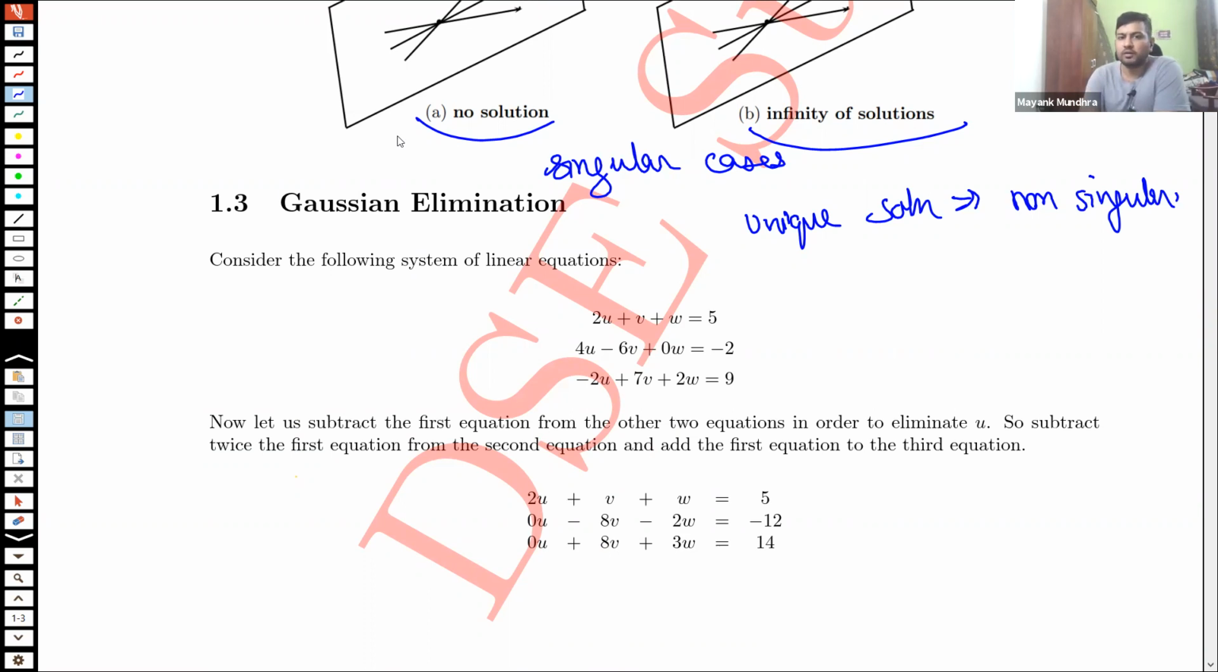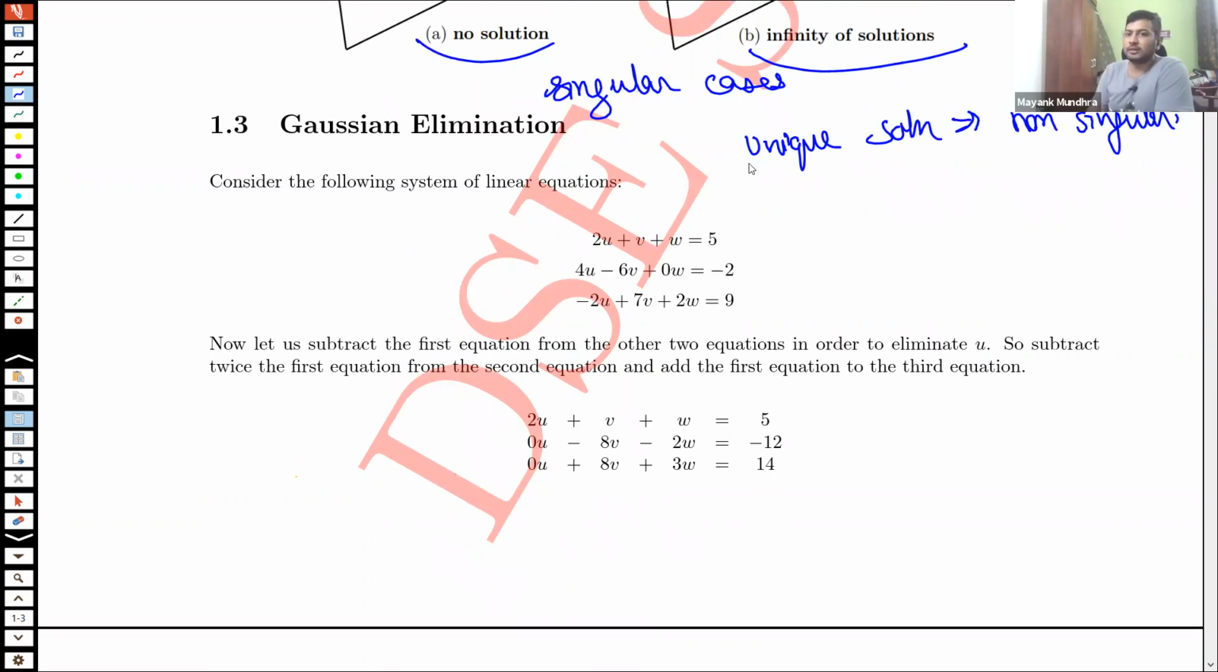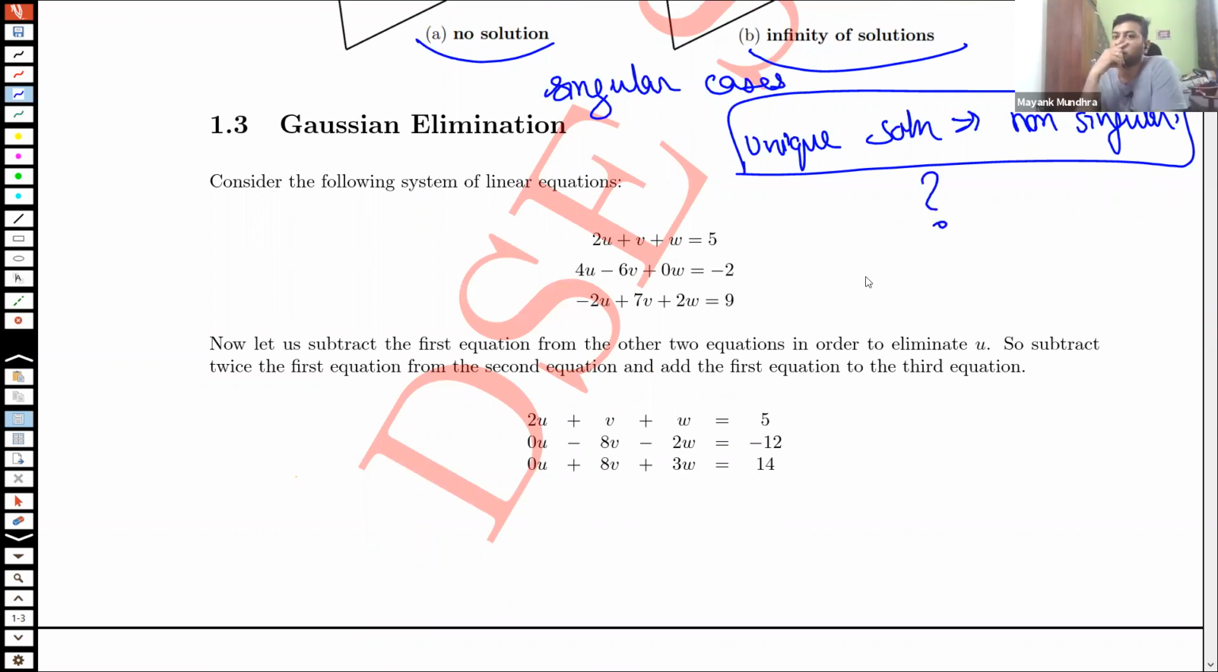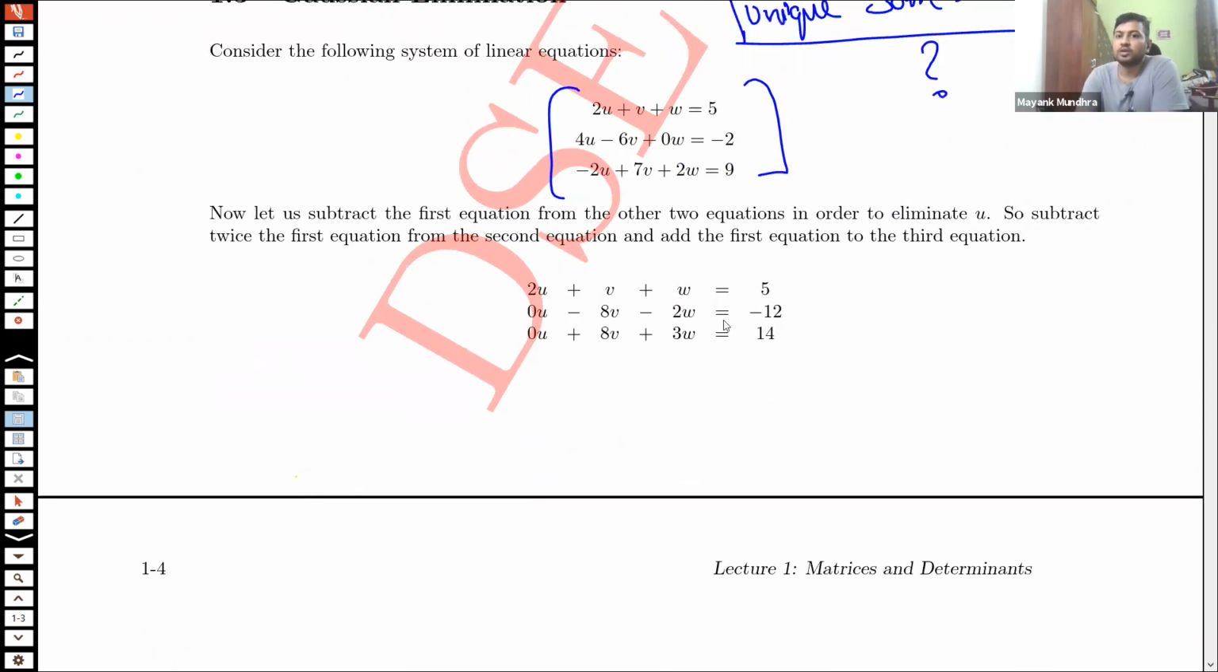Now let us look at the unique solution case. Suppose I have a situation where I am getting a unique solution. So how do I find the unique solution? In the subsequent chapter, we are going to look at how to distinguish between the singular and non-singular cases. Right now, I'm going to assume that the case that I have given is non-singular and you have to find the solutions. So this is some system of equations, right? So how do I proceed to solve it?